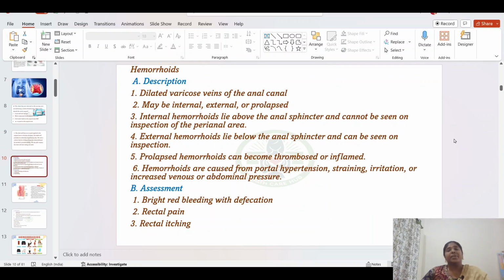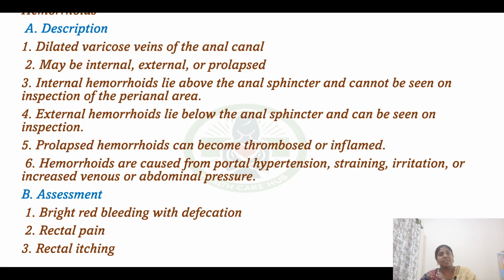So when you look at hemorrhoids, these are dilated varicose veins of the anal canal. They can be internal, external or prolapsed. Prolapse is the finger-like projections from the internal hemorrhoids, protruding outside of the rectum. Internal hemorrhoids lie above the anal sphincter and can only be felt on perianal inspection.